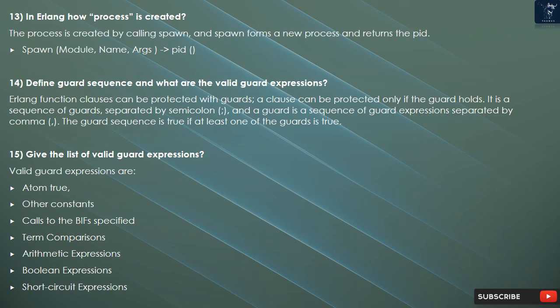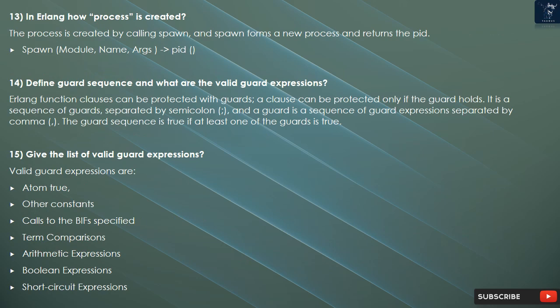14. Define guard sequence and what are the valid guard expressions. Erlang function clauses can be protected with guards. A clause can be chosen only if the guard holds. It is a sequence of guards, separated by semicolon, and a guard is a sequence of guard expressions separated by comma. The guard sequence is true if at least one of the guards is true.